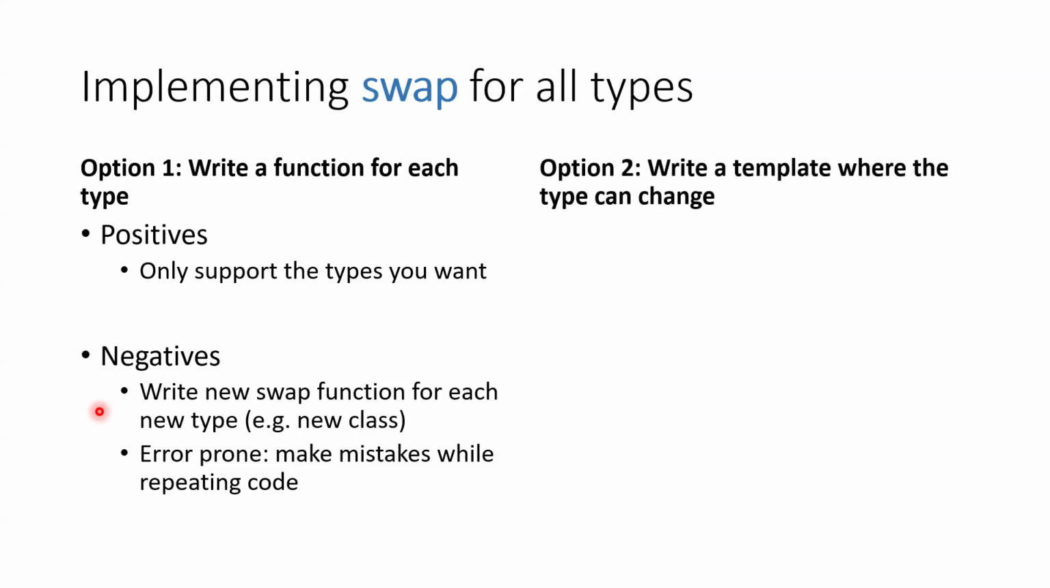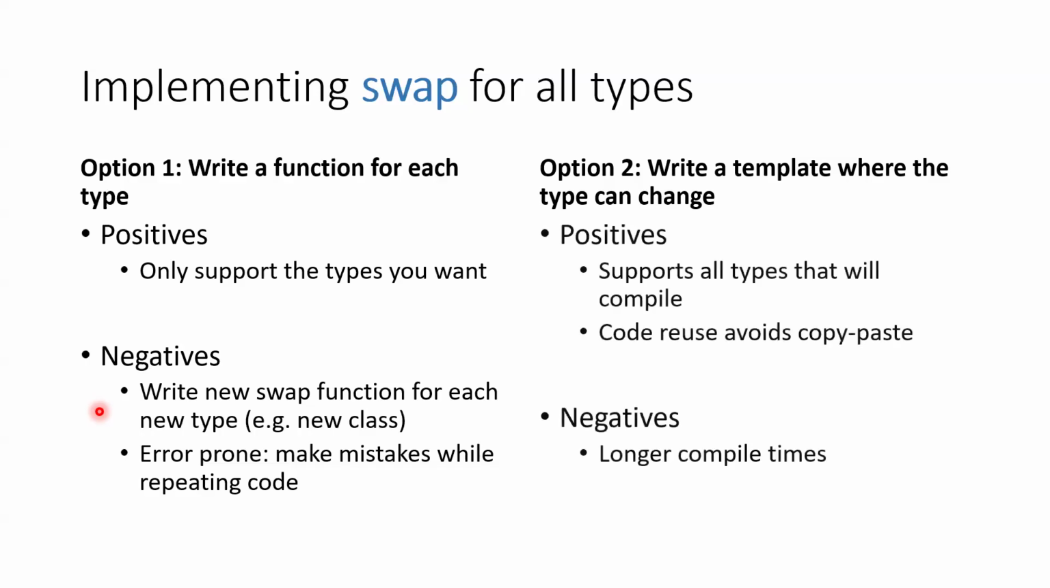So option two is to write a template where you can pass in any type into the swap function. The positive is that it supports all types that will compile based on how you code the function. And this avoids the reusing of code. But it could result in longer compile times because the templates are handled by your compiler.